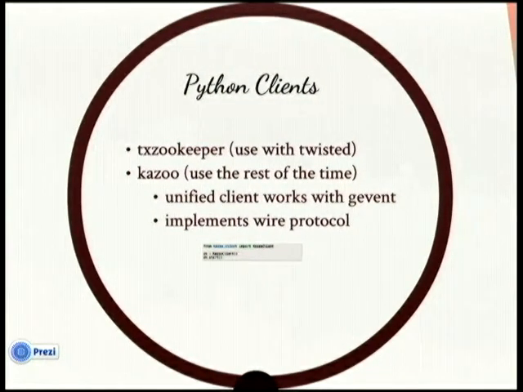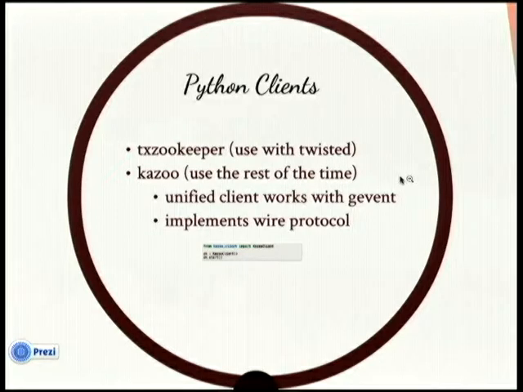So now that we know what we could actually use, Apache Zookeeper, what do we use to talk to it within Python? There's really only two choices at this time. If you're using Twisted, use TX Zookeeper. If you're not using Twisted, if you're using gevent, any of those kind of things, you can use Kazoo.